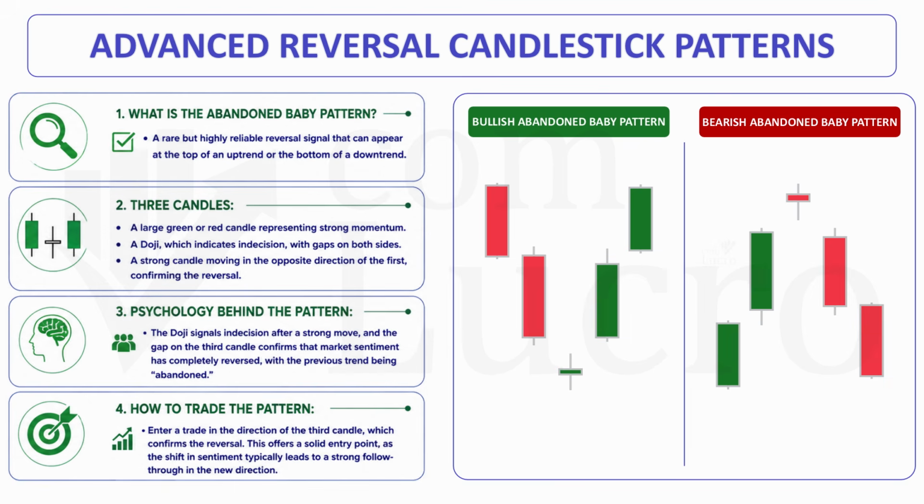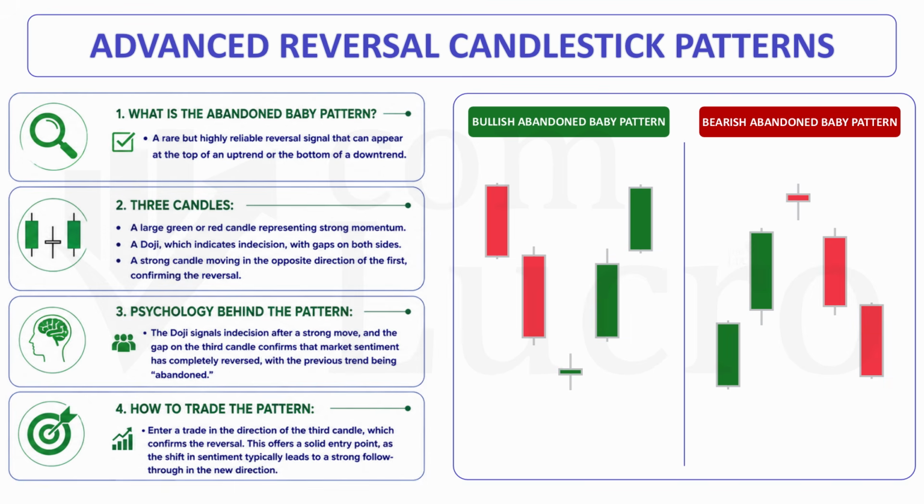The first gap appears between the first candle, a large green or red candle, and the doji. And the second gap forms between the doji and the third candle, which moves strongly in the opposite direction of the first candle. The psychology behind this pattern is a sharp shift in market sentiment. After a strong move in one direction, the doji signals indecision, and the gap on the third candle confirms that the market has completely reversed course. Sellers or buyers have essentially abandoned their position, leading to an abrupt change.